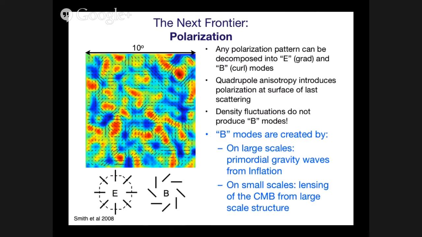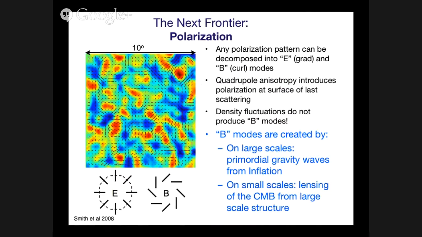And the reason we tend to use this decomposition in cosmology is that those density fluctuations that we talked about, scalar perturbations, are not producing any B modes, for symmetry reasons. And that means there's no confusion noise if you look at the B modes for understanding either gravity waves or gravitational lensing. Gravity waves produce B modes on very large, several degree scales, which can tell you about the gravity wave background from inflation. And as you go to arcminute scales, you're learning about gravitational lensing of the CMB. You can distinguish between these two effects based on what angular scales you're looking at.